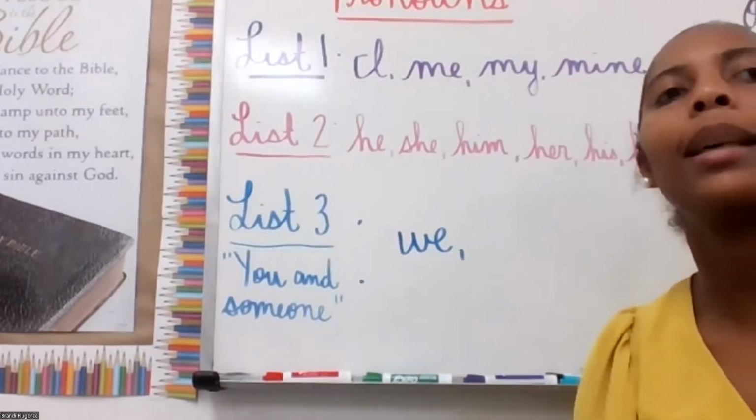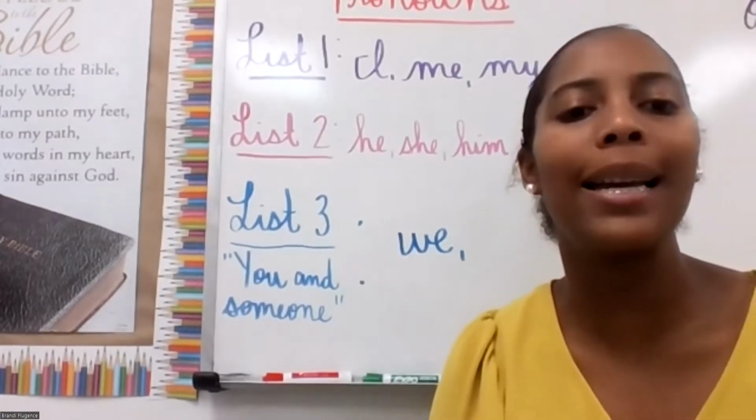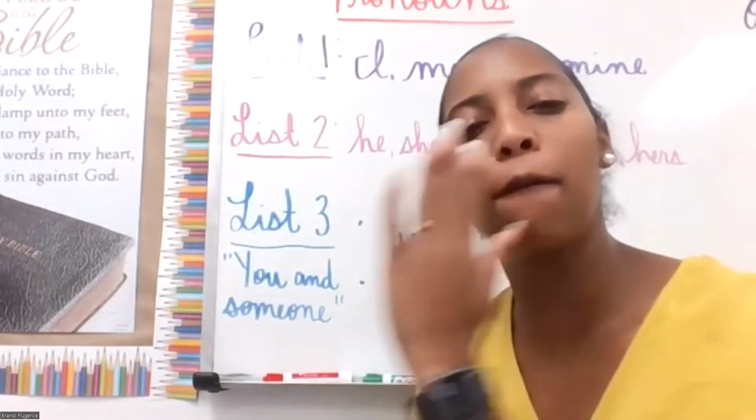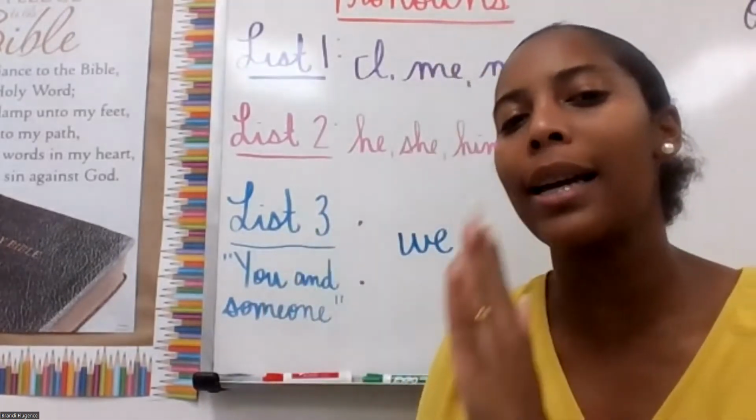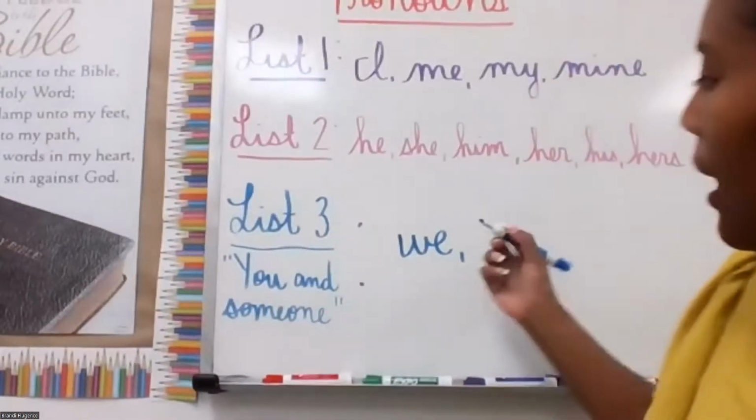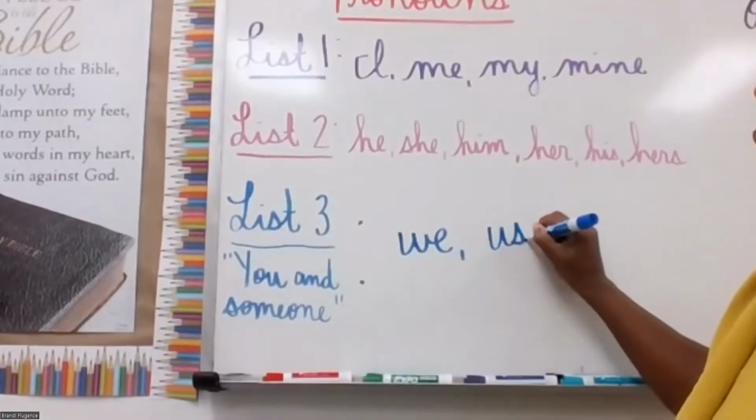Okay. So instead of saying the blue car is for my family, instead of saying my family, I could say the blue car is for us. Us is another pronoun we use to take the place.